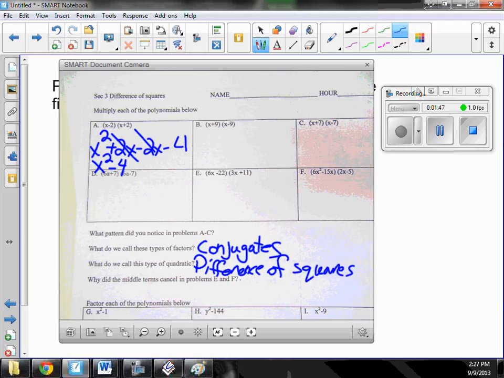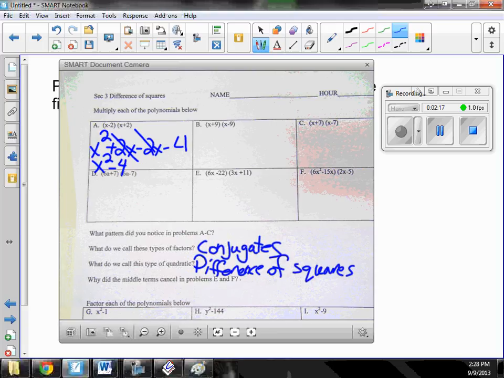Now, a couple neat things happen here. The only factors that have terms that cancel are conjugates. So if you multiply two factors together and the middle two terms canceled, that guarantees that you have conjugates. The other thing is, if you have a difference of squares, that can only be created using conjugates. Now, having said that, we look at part E.